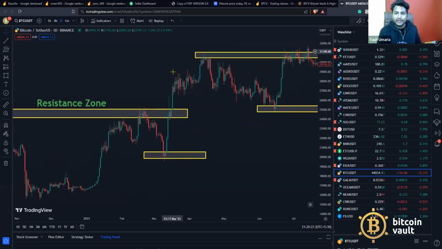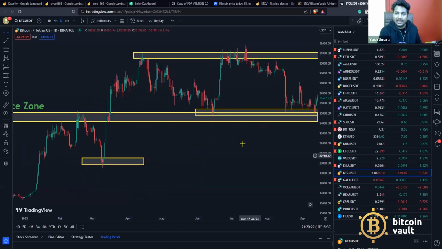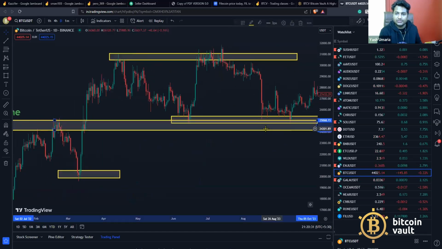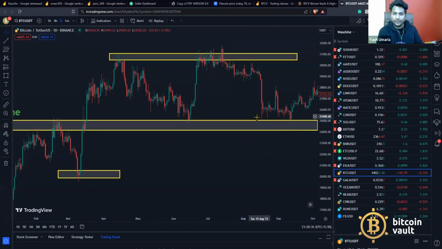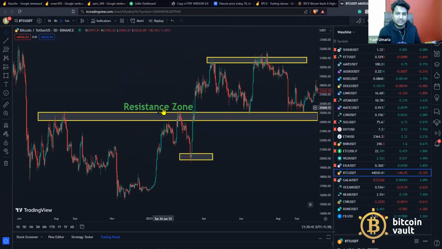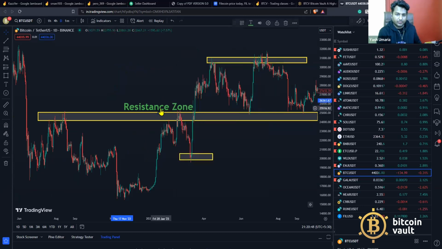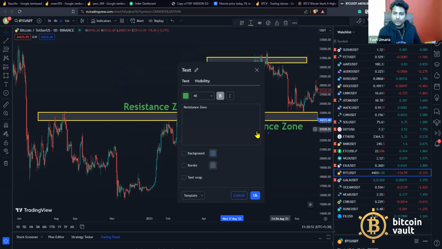You see, if I extend the same zone in the future, you will find out now the same zone is acting as a support. Let me remove this one. Now the same resistance zone is acting as a support zone in the future. And this is how a resistance zone converts into a support zone. Here it got converted into a support zone.